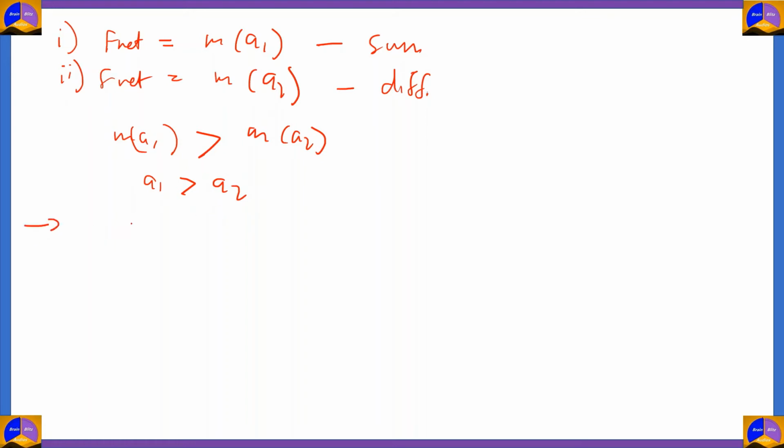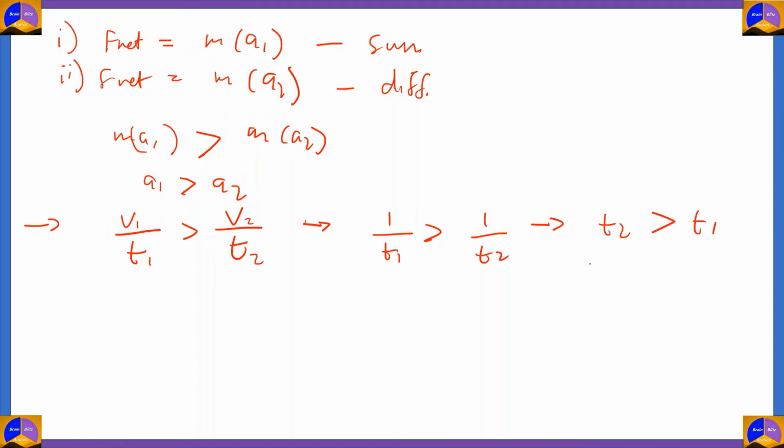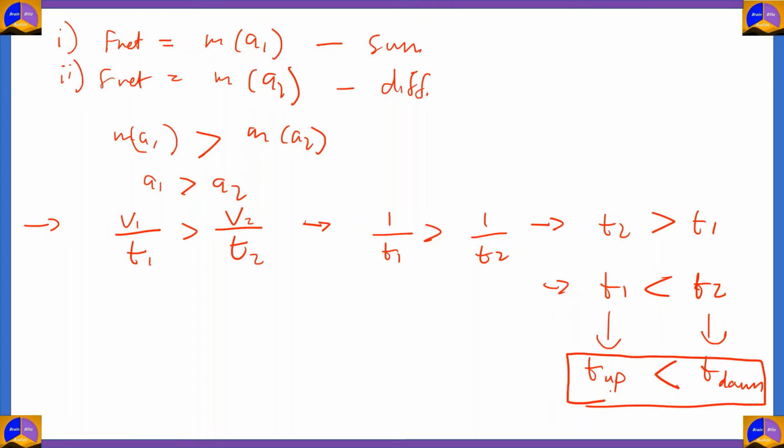Let's write acceleration as velocity divided by time. So let's say v1, v2, t1, and t2. So over here, we'll get the relation for time as 1 by t1 is greater than 1 by t2, which gives us the relation that t2 is greater than t1, or t1 is less than t2. Now here, t1 is considered as t up, and t2 is considered as t down. So the relation is t up is less than t down, because in the first case, acceleration is more. In the second case, acceleration is less.